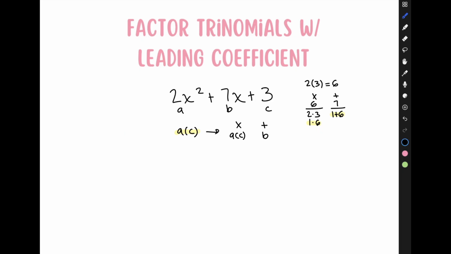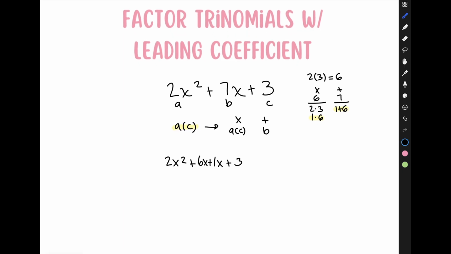The second step is to rewrite our trinomial. We're going to conserve or keep the 2x squared. We're also going to keep the 3. The difference now is that we're going to take our 7x and split it up into 1 and 6. So it's going to be 6x plus 1x. Great. The other new step is that we're going to be grouping.